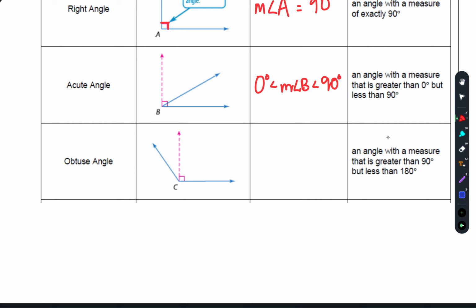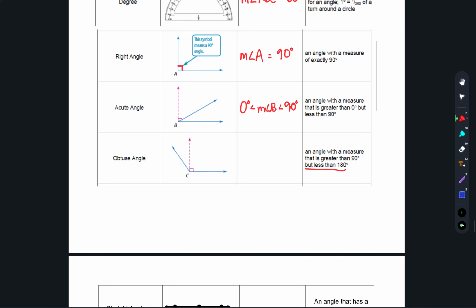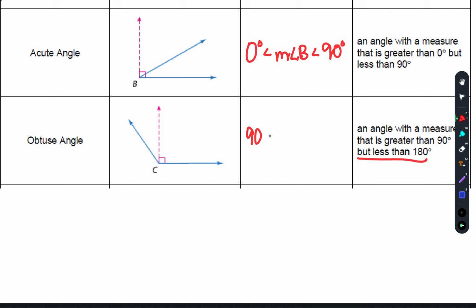Similarly, but opposite to acute, is obtuse. Obtuse says an angle is greater than 90 degrees, but less than 180. So this angle here, I can see it is bigger than that right angle. So the measure of angle C is between 90 and 180. Any questions there? Okay. If you're ready, go ahead, turn it over to the next page.